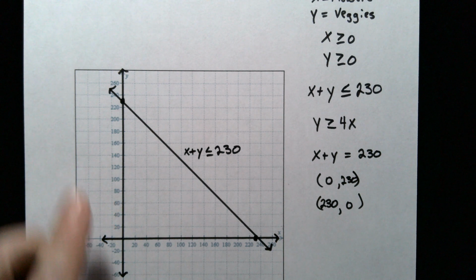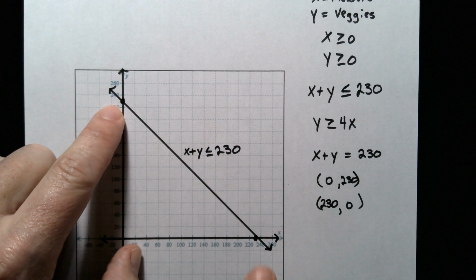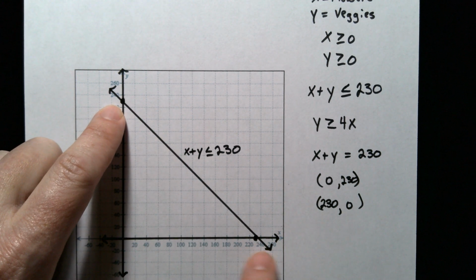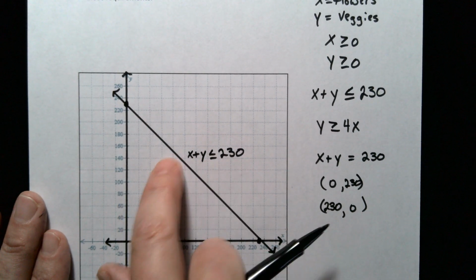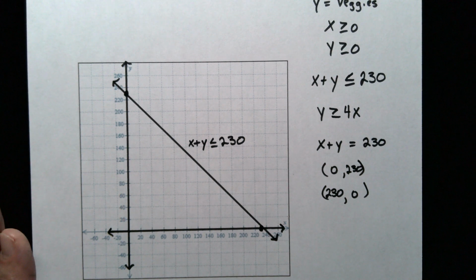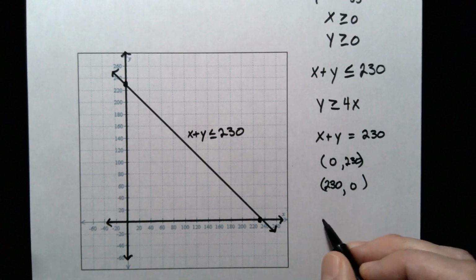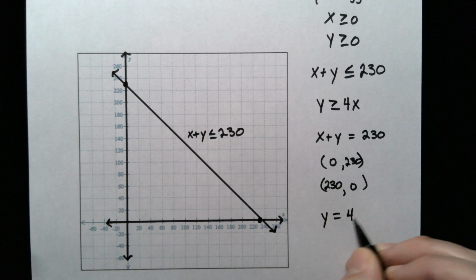Okay, there's the line right here. Here's the intercepts that I plotted. It was between 220 and 240. And this is x plus y is less than or equal to 230, so I'd be graphing below that line. All right, now let's take a look at the y is equal to 4x.